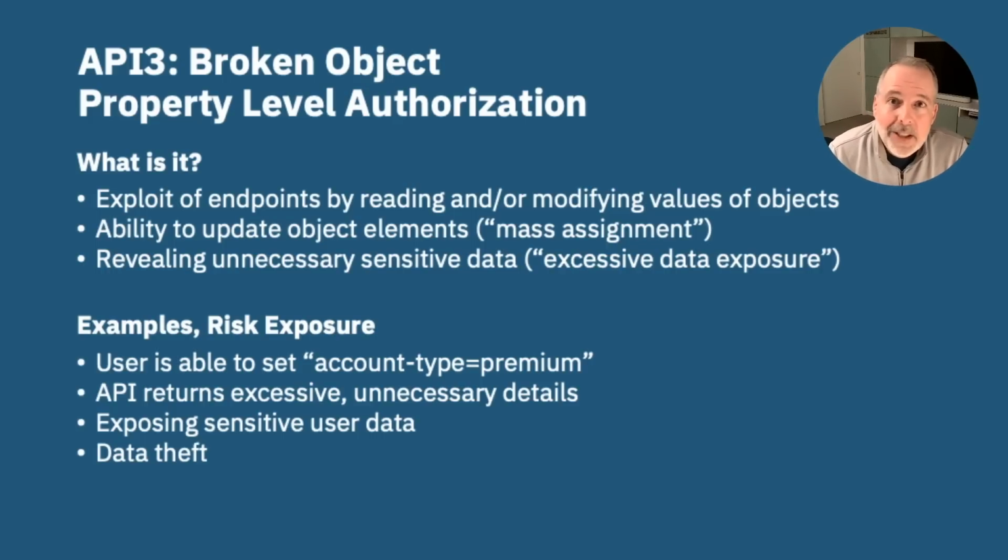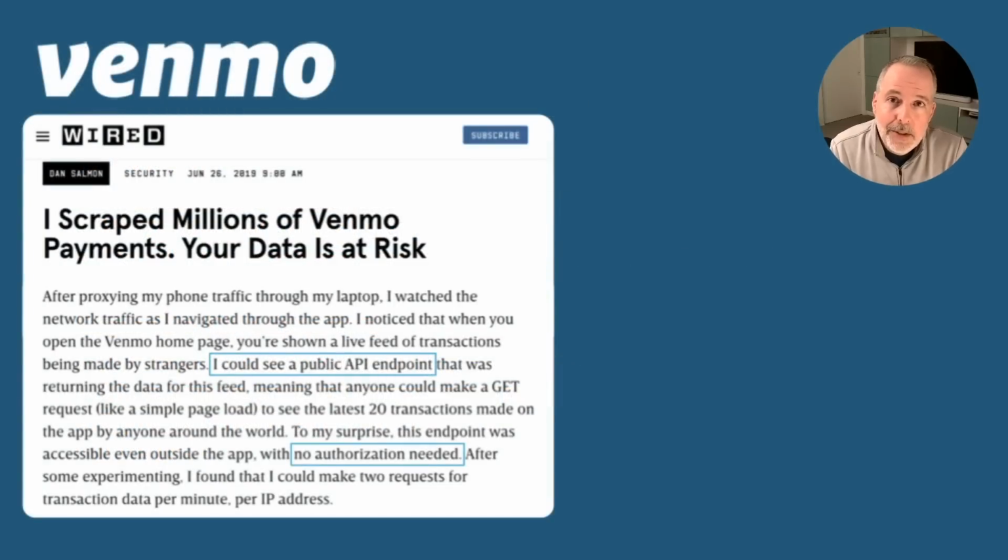An example of mass assignment might be a user setting their account type from free to premium, right? That's an example of a data manipulation, right? Or APIs that return too much information, unnecessarily verbose information, high volumes of information. Naturally, there's a number of risks here from broken object property level authorization, which you may also hear called BOPLA. Now, the example I want to share with you is from Venmo, the payment platform.